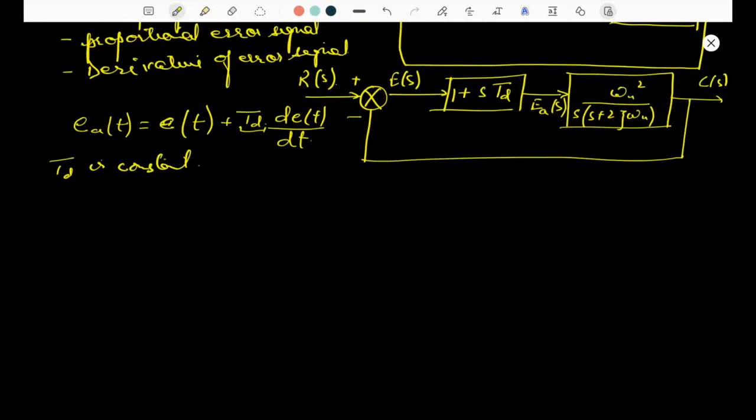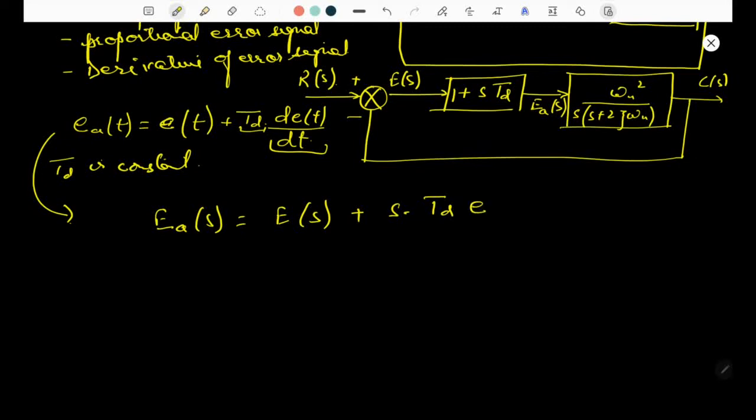If we take the Laplace transform of the actuating signal, what will we get? We get E_a(s) = E(s) + s T_D E(s), since the Laplace transform of the derivative is s T_D. Sorry, it should be E(s). So this is simply the Laplace transform of the actuating signal.